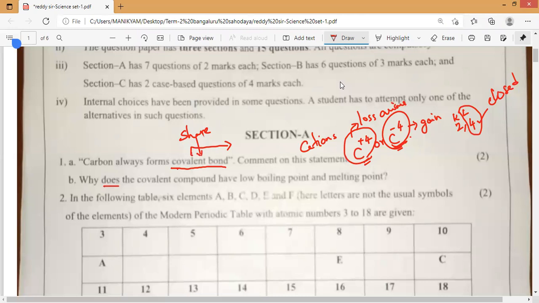Next, why does a covalent compound have low boiling point and melting point? Anybody? Please. Because of absence of ions, sir. Yes.